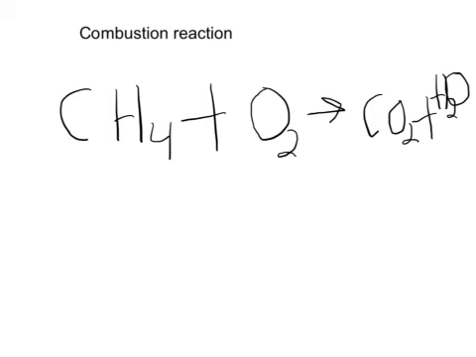Carbon dioxide and water have to be the products. You also have to have an O2 as a reactant. This could be any combination of carbon and hydrogen. So you could have propane gas if you're making gas in your barbecue. That'd be like C2H6. You could have octane for your car gasoline and whatnot.